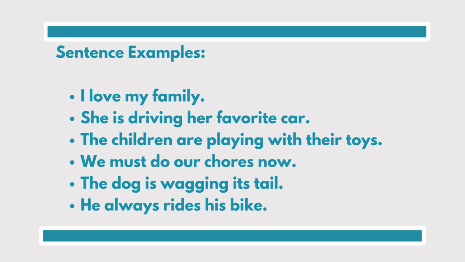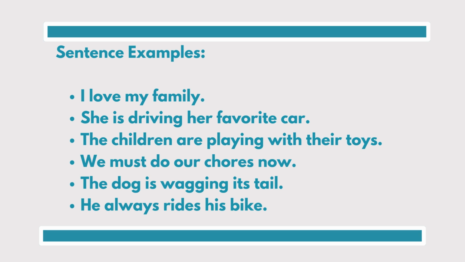Sentence number one: I love my family. My is the possessive adjective modifying the noun family, telling us that the family belongs to the speaker, which is I. Sentence number two says she is driving her favorite car. So, her favorite car tells us that the favorite car belongs to the subject, which is she.